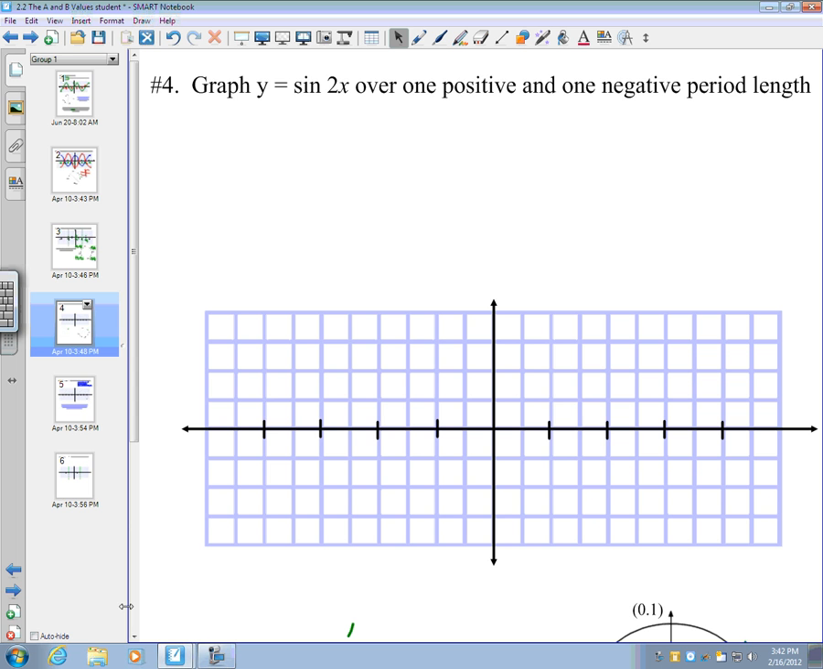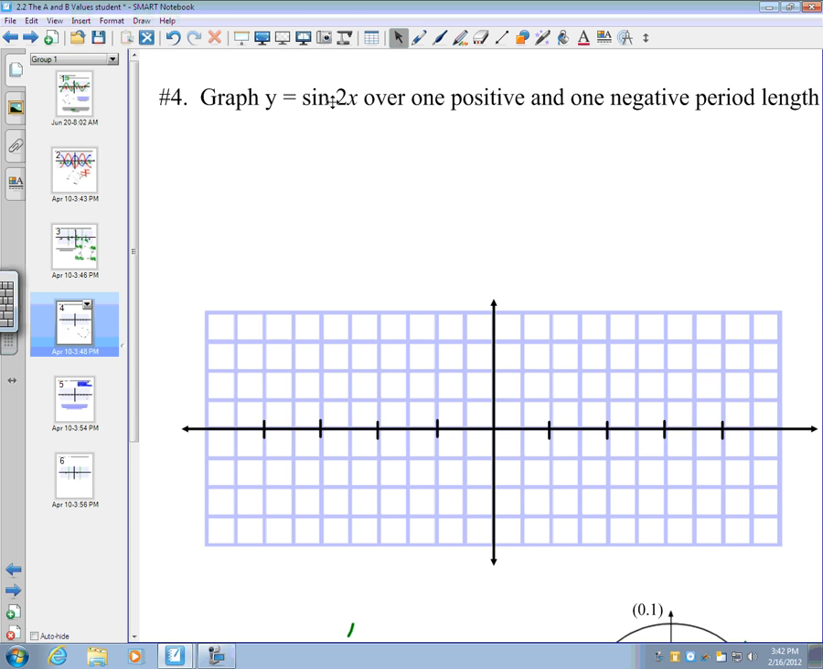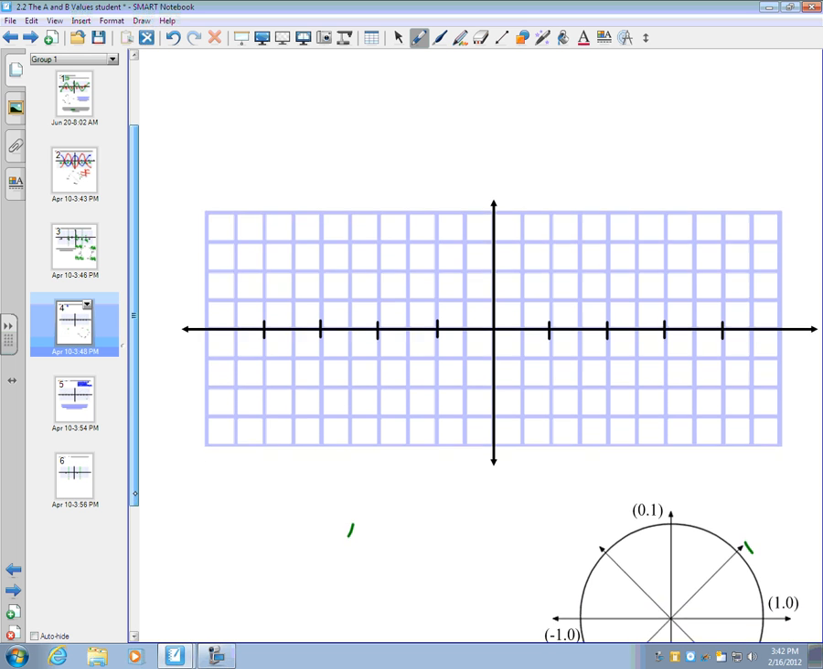Now, A and B values. So we saw what happened when we changed the value of this number right here. And that's known as the B value. Let me look here. Yeah, that's the B value. So we change that B value. The way I did this again in class is I just used my unit circle.